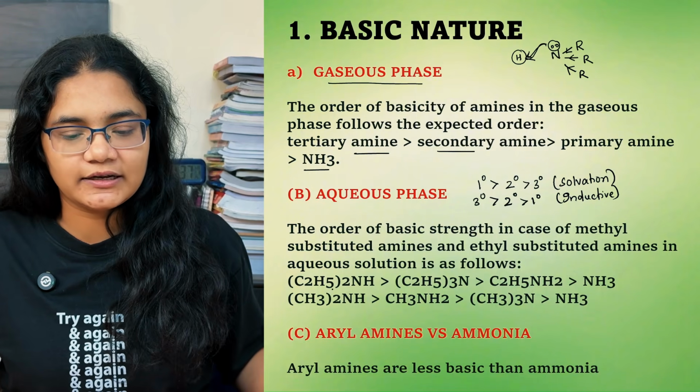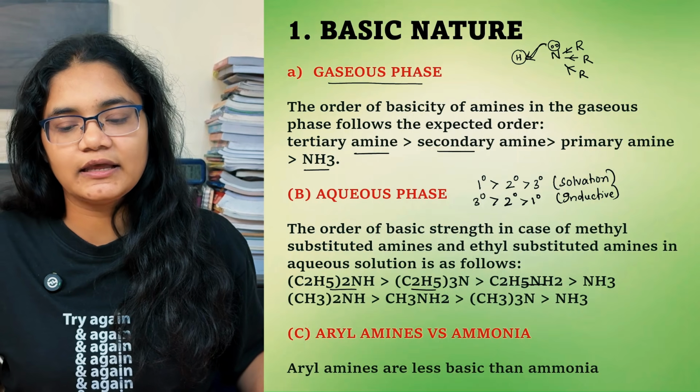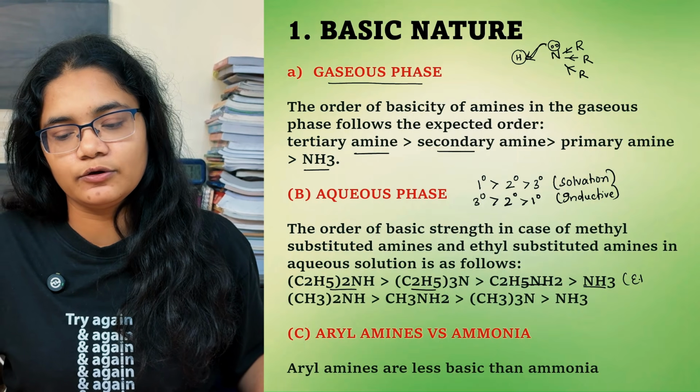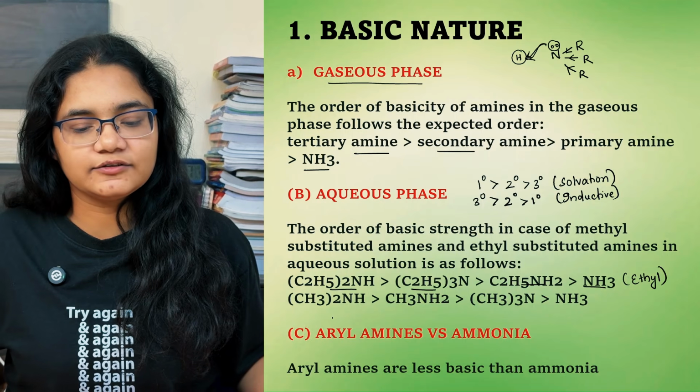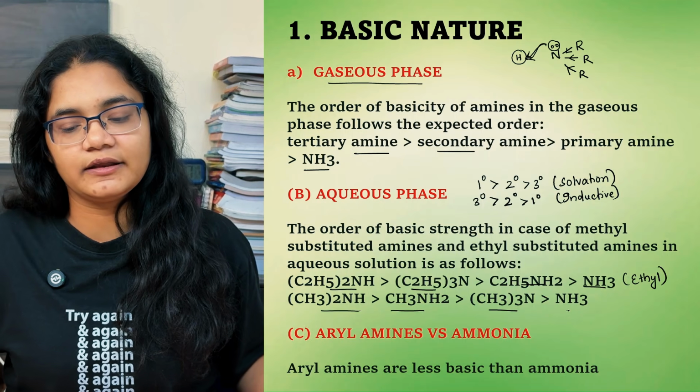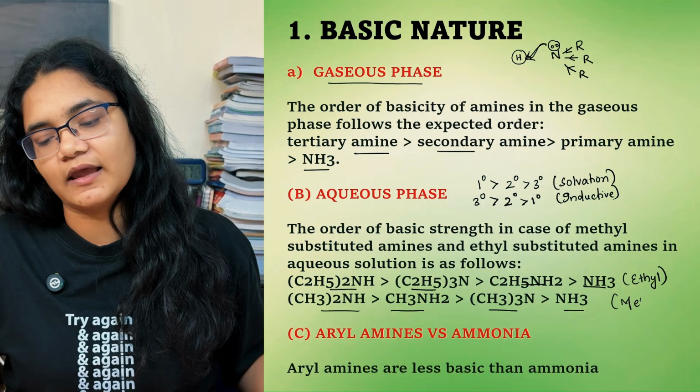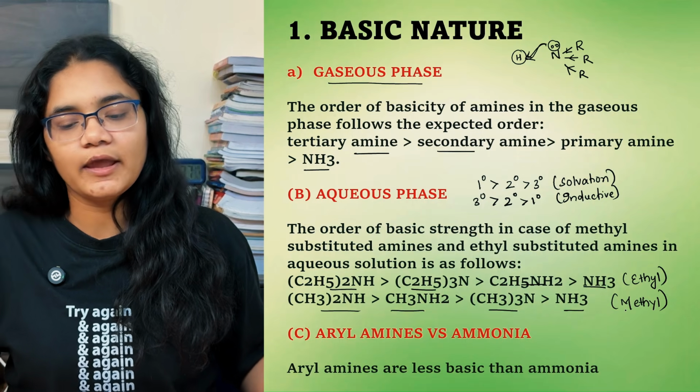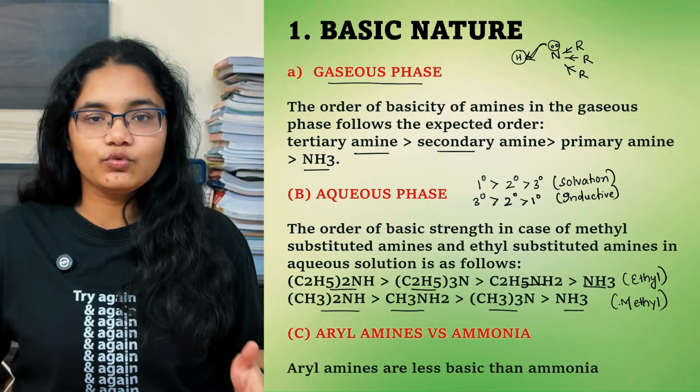So here you can see it is 2 degree, 3 degree, 1 degree, and ammonia if it is an ethyl group. And this one is 2 degree, 1 degree, and 3 degree, and ammonia if it is a methyl group. Okay, 2 3 1 and 2 1 3.